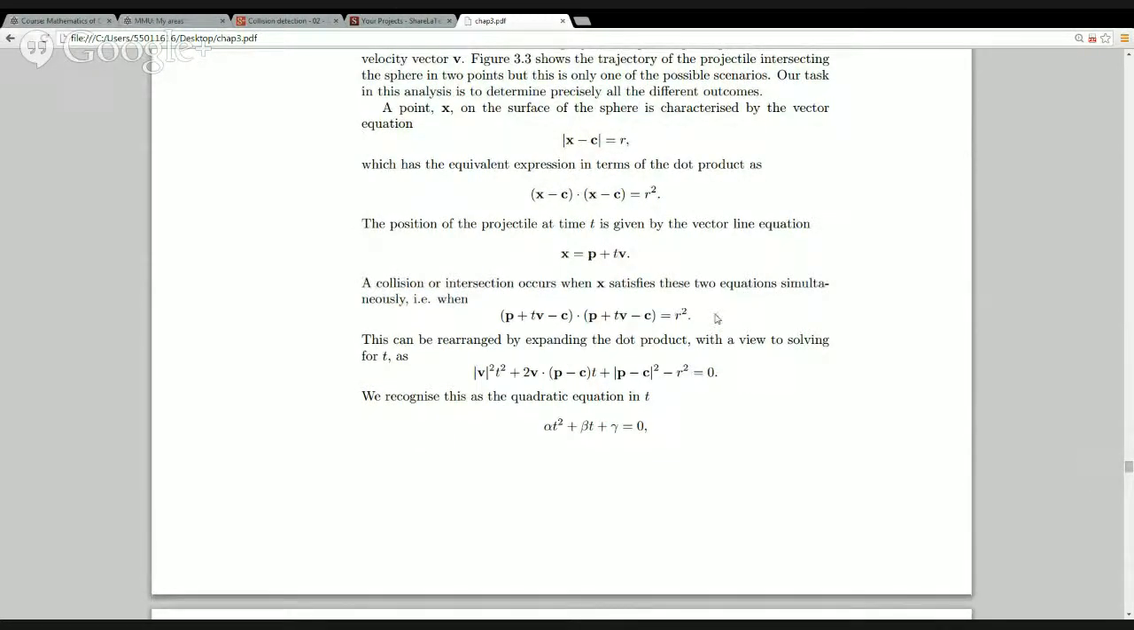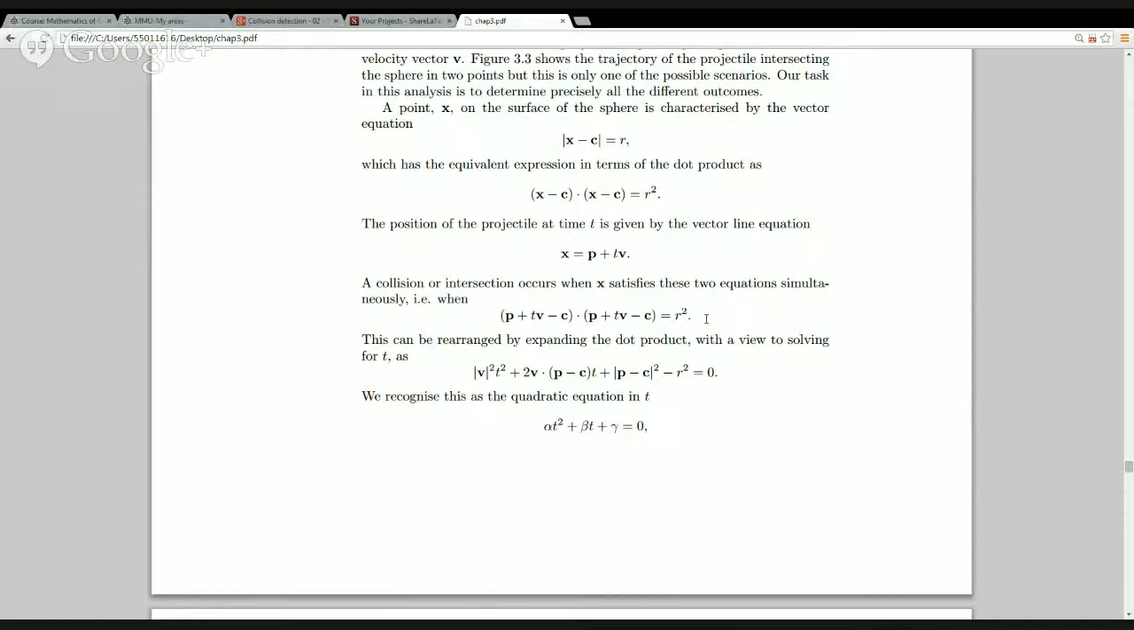X intersects the sphere. X is the point of intersection of the line and the sphere if and only if this equation here holds. So we take the equation of the sphere, the dot product of x minus c with itself equals r squared. We take the vector equation of the line, x equals p plus tv, and we simply mush them together, collide them together if you like. So we replace the x with p plus tv. Okay. So this equation here now is the equation representing the intersection, if there is one, of the line and the sphere.